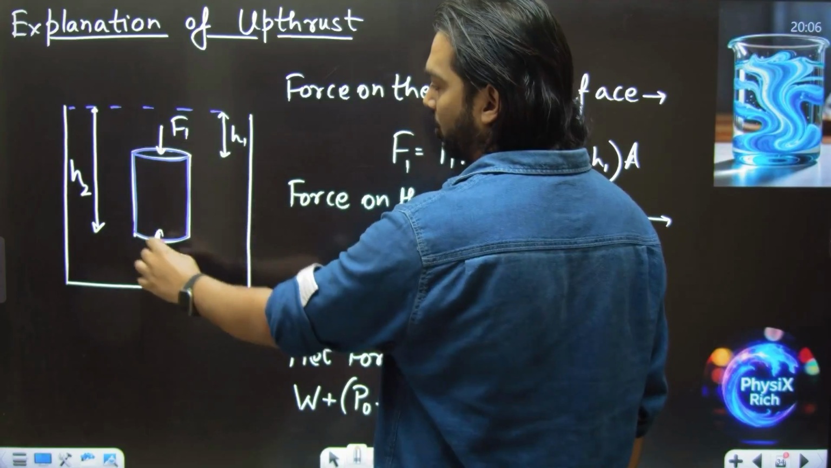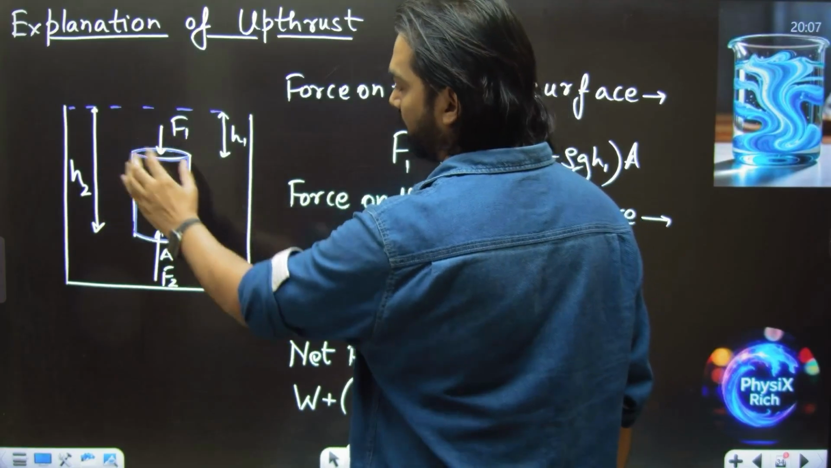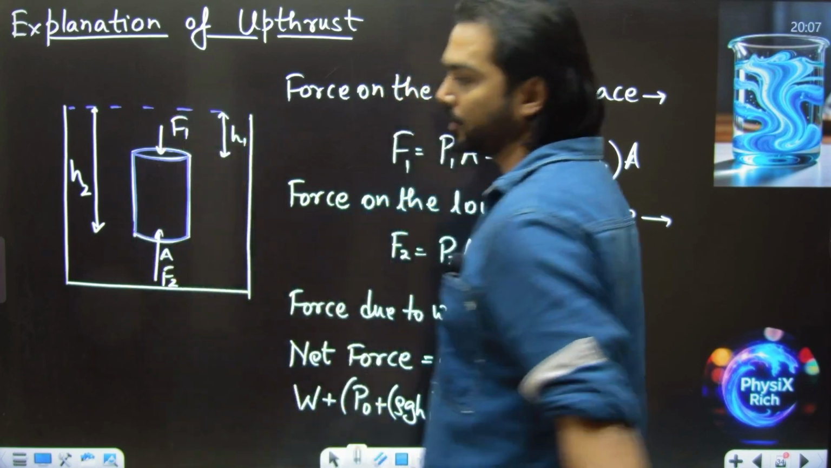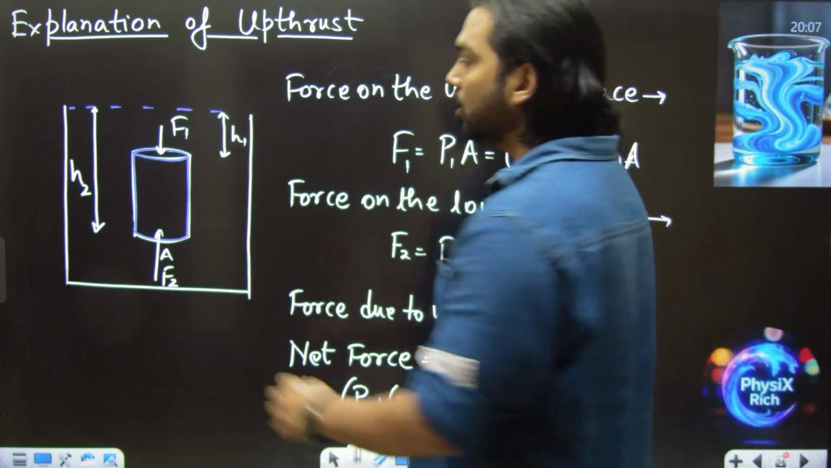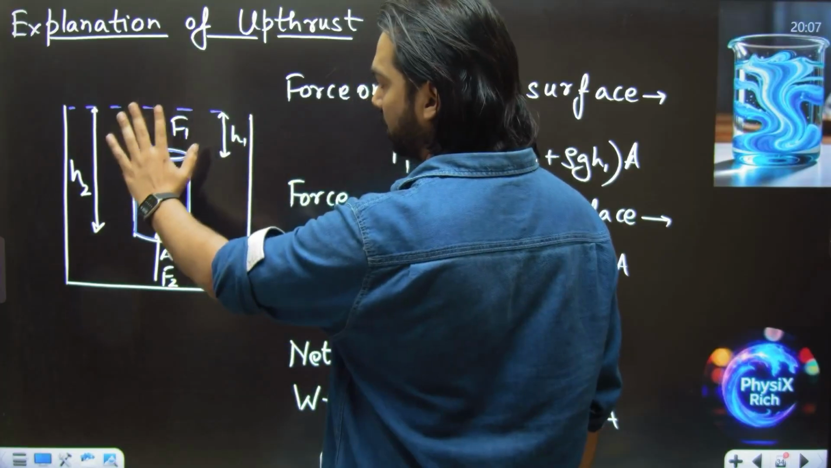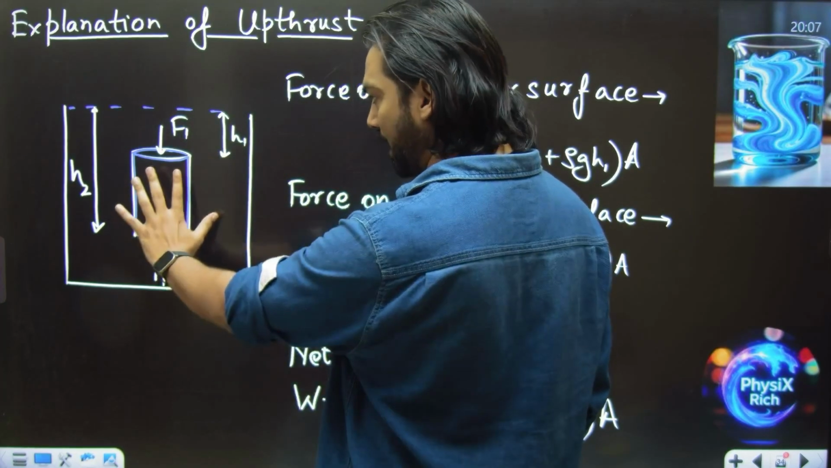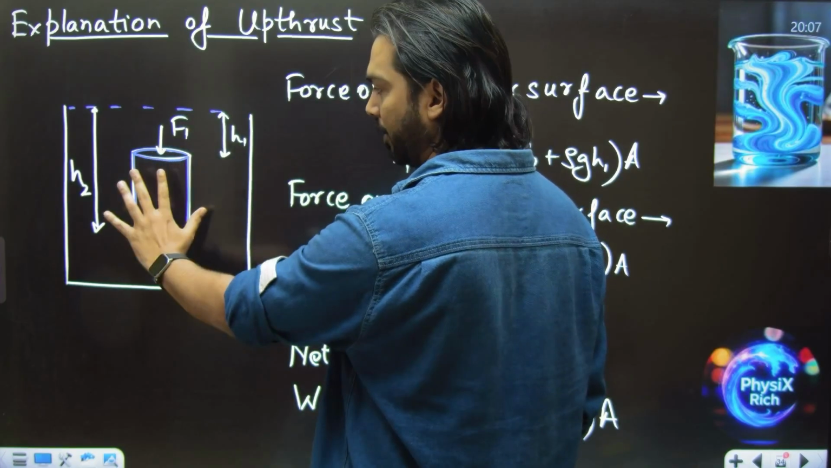It is just a boundary. This part is just imaginary, and we are analyzing what happens in this imaginary part. The whole thing is liquid, and this cylinder is also liquid. Is this stable? Is this an equilibrium?